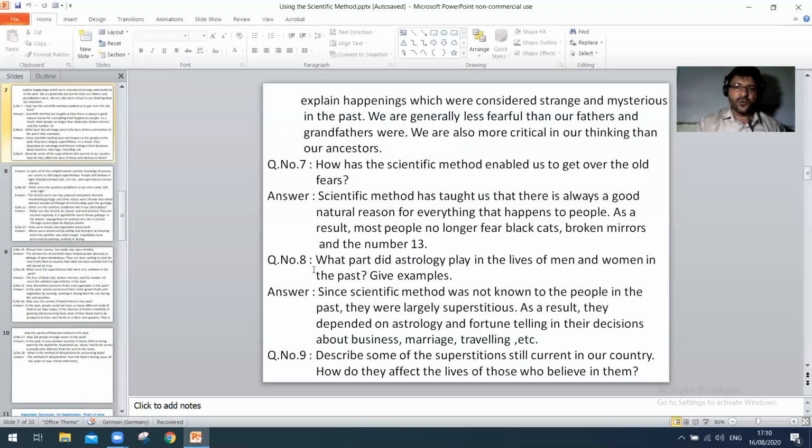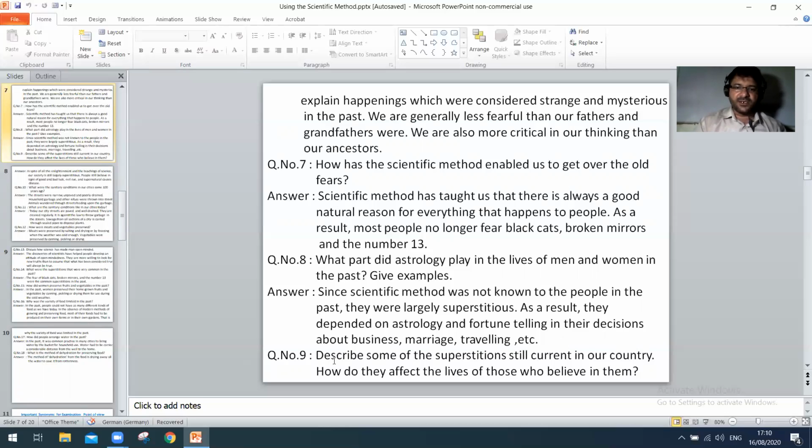Question number 8. What part did astrology play in the lives of men and women in the past? Give example. Answer. Since scientific method was not known to the people in the past, they were largely superstitious. As a result, they depended on astrology and fortune telling in their decisions about business, marriage, traveling, etc.